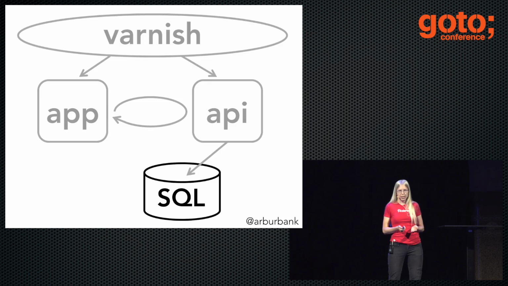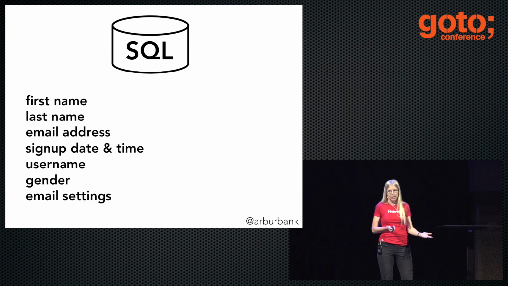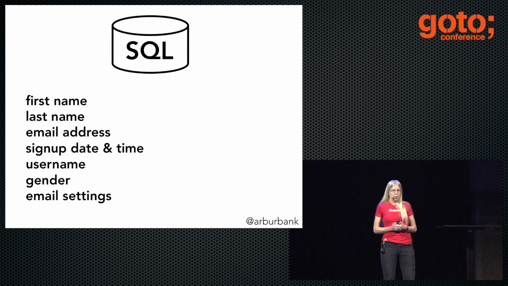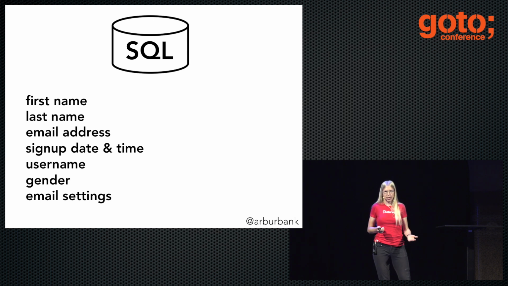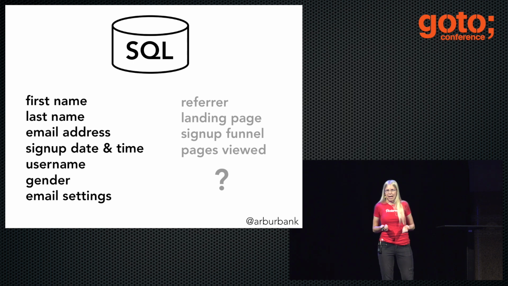And if you look in our database, we have this database that's serving our service. We know a lot of things about the users. We know their first name, their last name, their email address, their gender. We know when they signed up. We know whether they want us to email them every day or once a week or once a month. But what we don't know is where they came from.